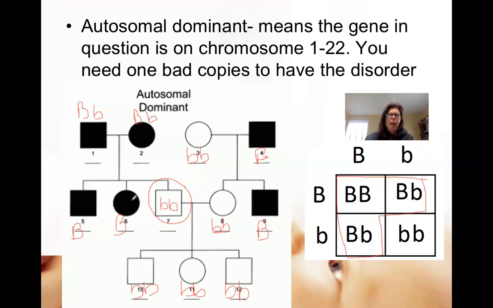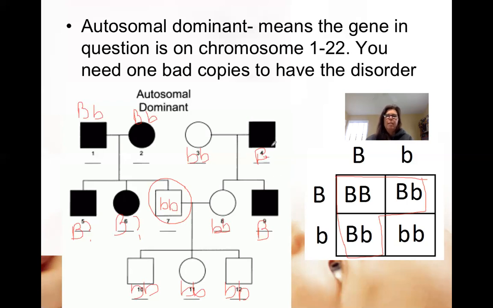So this one could be big B, and this one could be big B, but they also could be big B, little b. I don't know. I'd have to see their children. So this is another instance where we're going to use the question mark. Or you could write big B, or big B, little b.